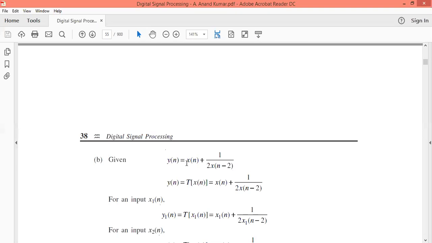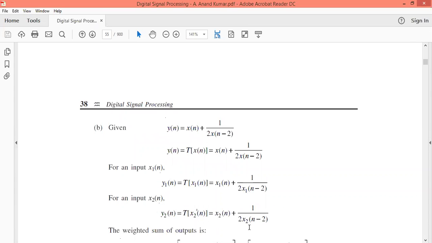What I told you, wherever we have x of n, write x1. Here we have 2x of n minus 2, so we write 2x1 of n minus 2. Write this output as y1 of n. So what is y1 of n? y1 of n is equal to x1 of n plus 1 by 2 x1 of n minus 2. Now write y2 of n. y2 of n will be equal to x2 of n plus 1 by 2 x2 of n minus 2.